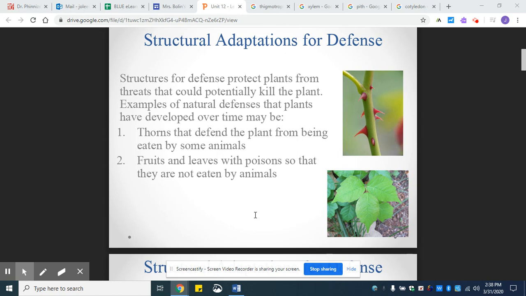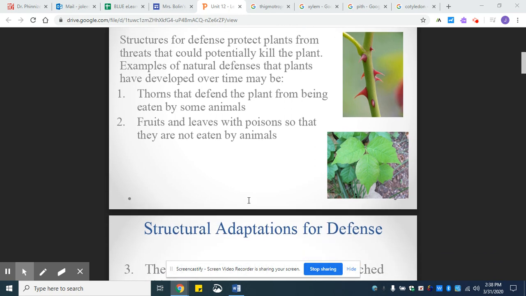Structures for defense protect plants from threats that could potentially kill the plant. Examples of natural defenses that plants have developed over time may be: 1. Thorns that defend the plant from being eaten by some animals, or 2. Fruits and leaves with poisons so that they are not eaten by animals.